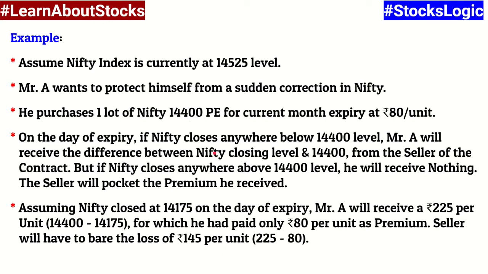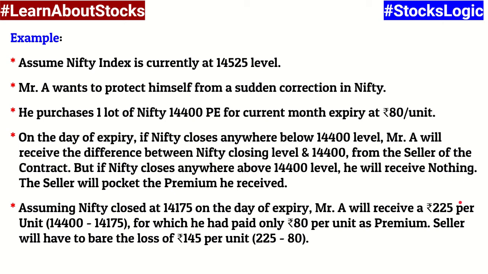Okay, so now let's assume that on the day of the expiry, the Nifty closed at 14,175. So this level is substantially lower than the Nifty level that was trading at when Mr. A purchased this particular put option. So on the day of expiry, if Nifty closes at this level, what will Mr. A receive? He will receive rupees 225 per unit. Okay, 225 per unit. Remember, he had paid a price of rupees 80 per unit when he had purchased the put option, and on the day of the expiry, since Nifty did correct a substantial portion from that level onwards, Mr. A will receive 225 per unit.